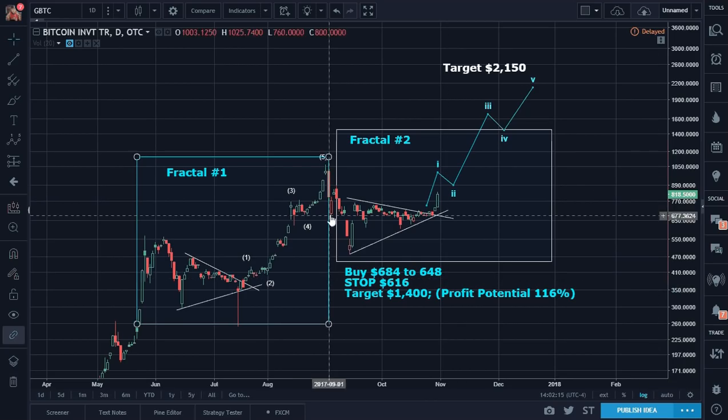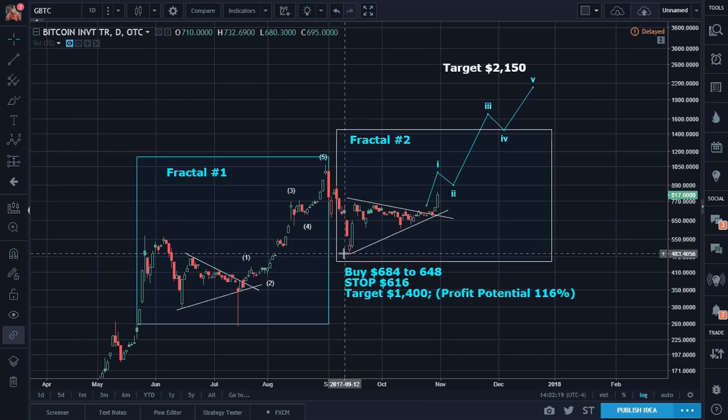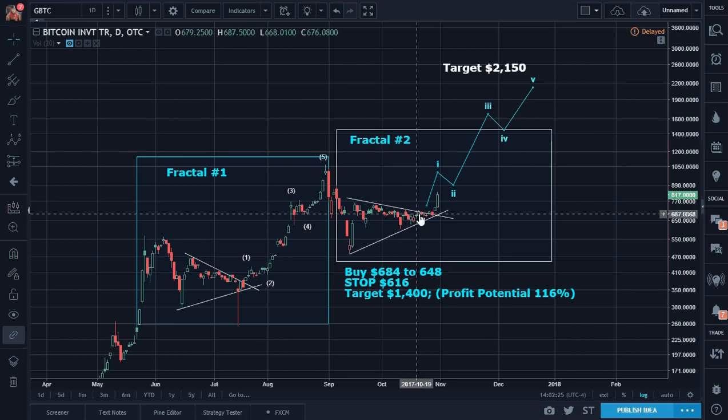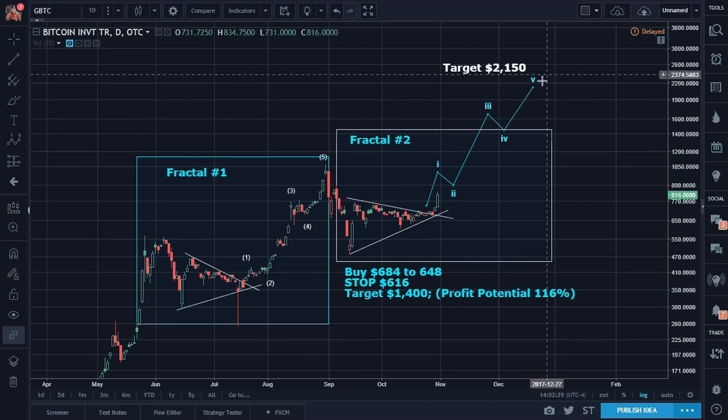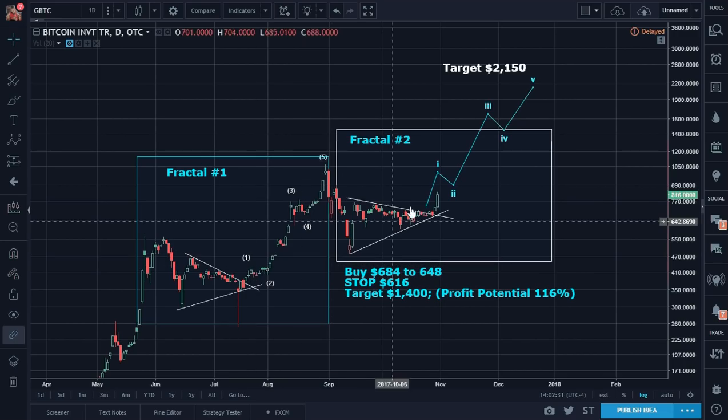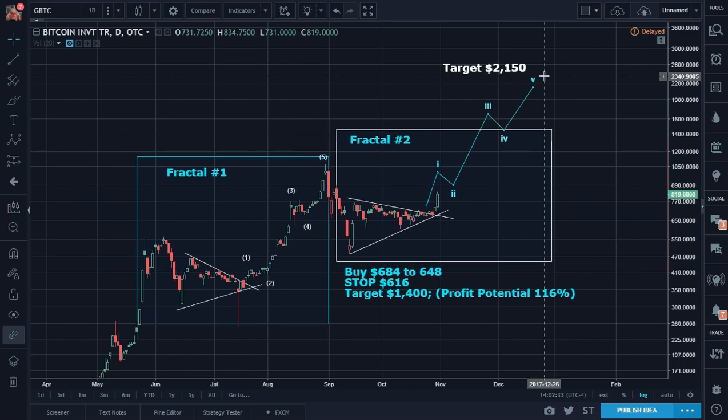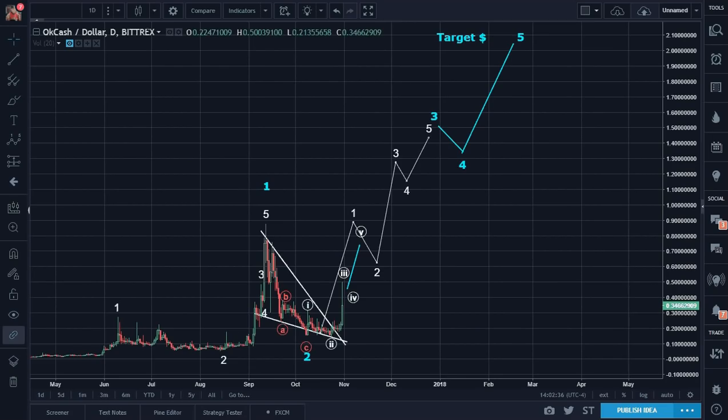So here was the ABC. So you got 5 here. Here was the ABC. This is where you ladder back in to come back into it. And then let it ride. But you know, after an ABC, the original trend resumes. So back to OK cash. Bullish.